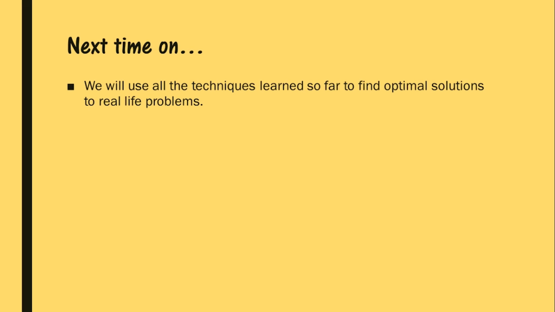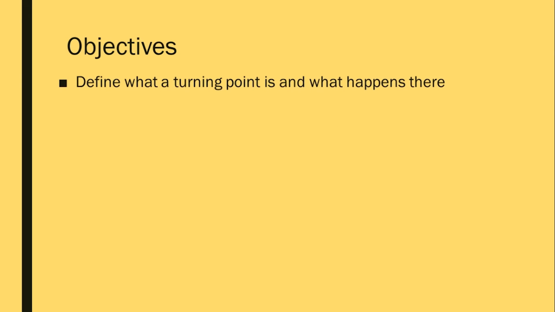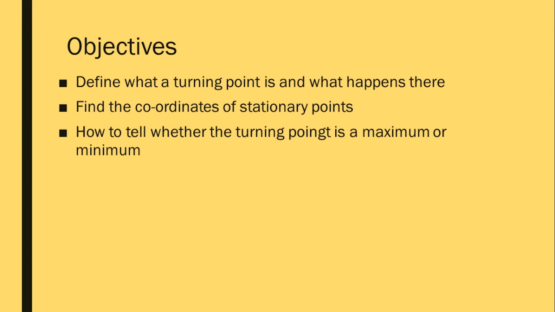Next time, we're going to use all the techniques learned so far to find optimal solutions to real-life problems, and examine techniques in building algebraic expressions. Our objectives were to define what a turning point was and what happens there, find the coordinates of stationary points, and how to tell whether the turning point is a maximum or a minimum.